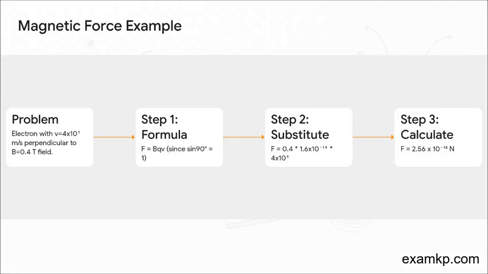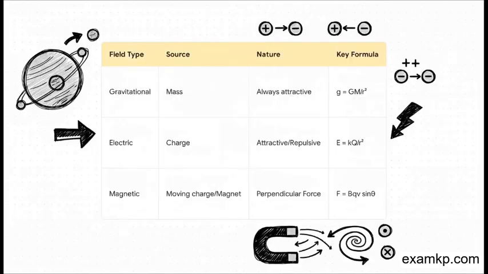Let's use that formula. The problem says the electron moves perpendicular to the field. Perpendicular means the angle is 90 degrees, and the sine of 90 is just 1. So that makes our calculation much easier. The formula simplifies to F equals BQV. After you substitute the values, just be very, very careful when you're multiplying the powers of 10, and you get the correct final answer.